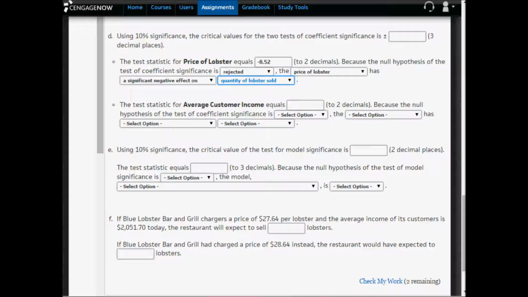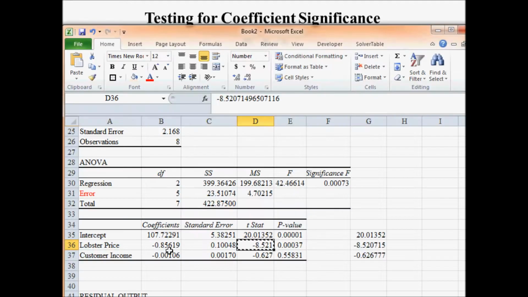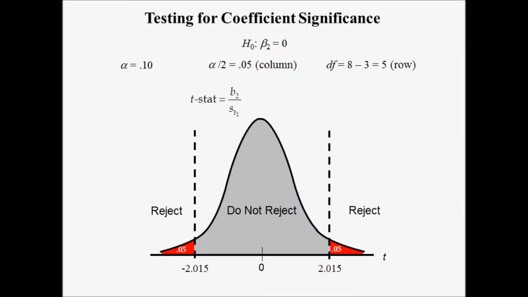Next, we're going to do the test for beta 2. Again, we can't know beta 2. We can estimate beta 2, and we did estimate beta 2. We estimated beta 2 at negative 0.00106. Everything but the test statistic on this slide is identical to what it was on the previous slide.